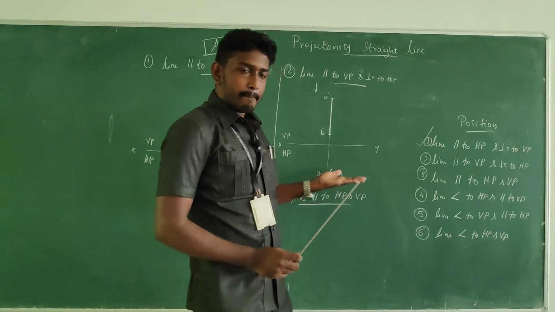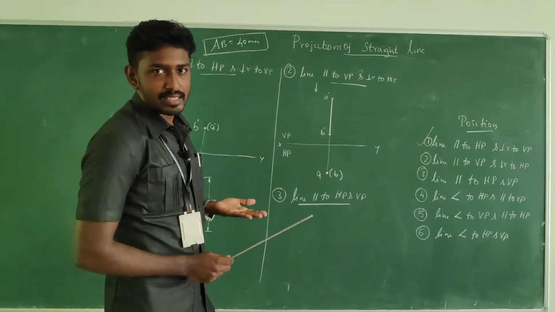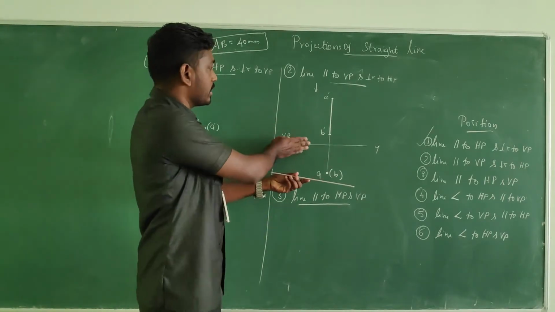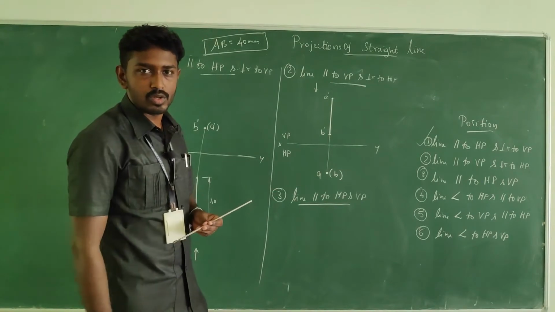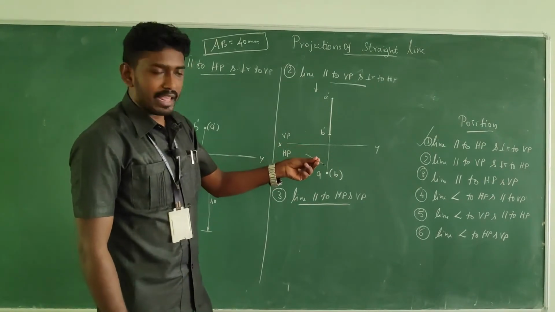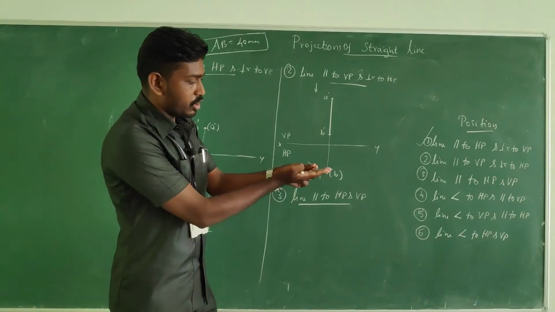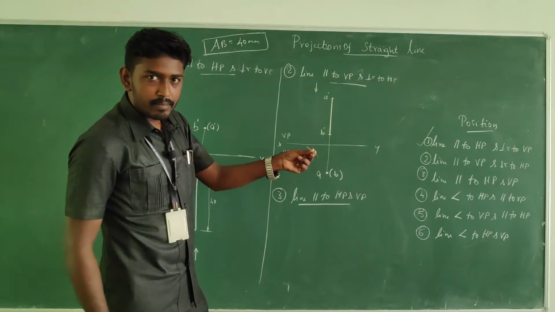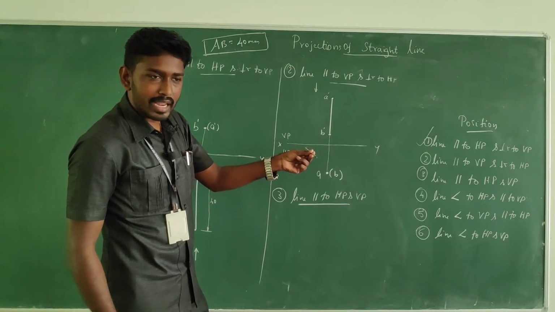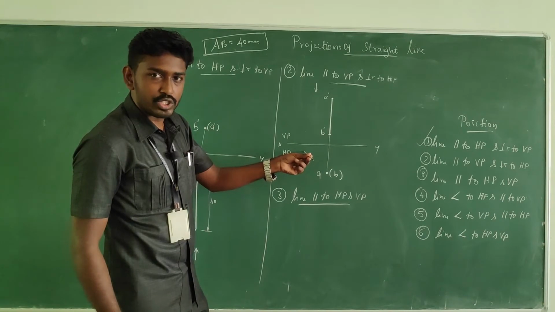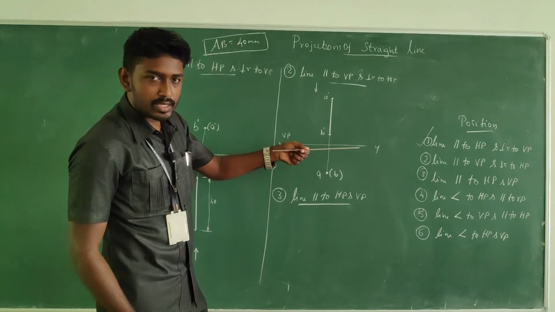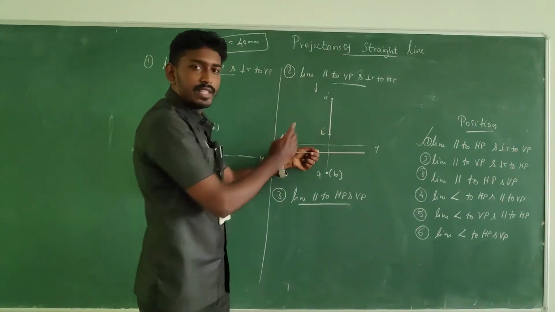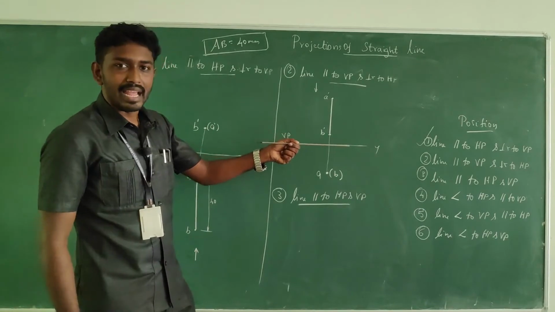So if it is the condition, how do I have to place the position of the line in space? Consider this is a horizontal plane, this is a vertical plane. How do I have to place it? If it is parallel to HP, I can keep it like this. Am I right? And think about the VP plane, how the line is placed. It is perpendicular. So what is the right position? If you keep it like this, I can say it is parallel with the horizontal plane and it is parallel with the vertical plane. So this is the position.